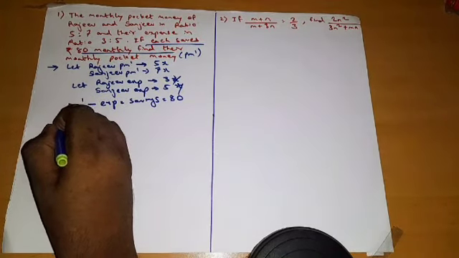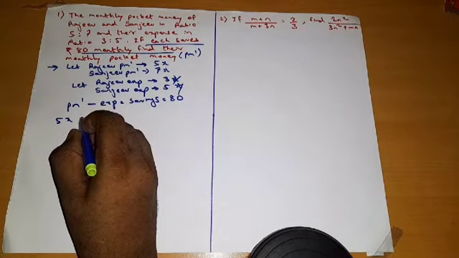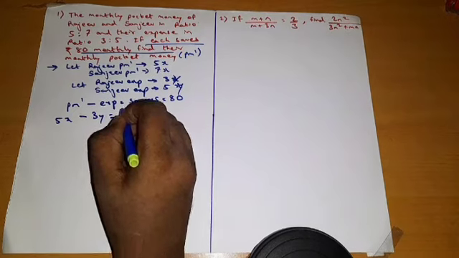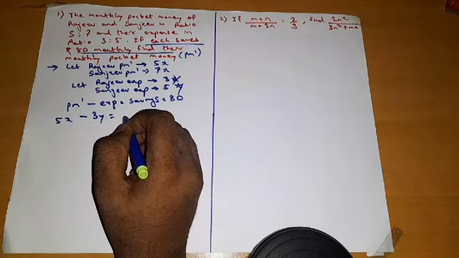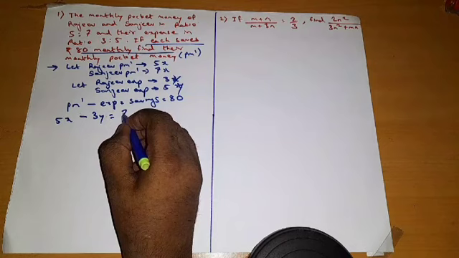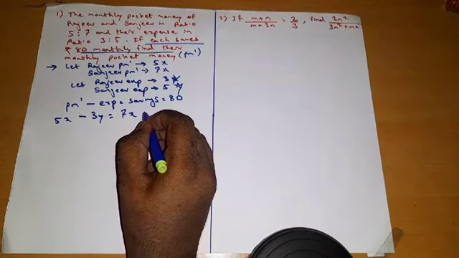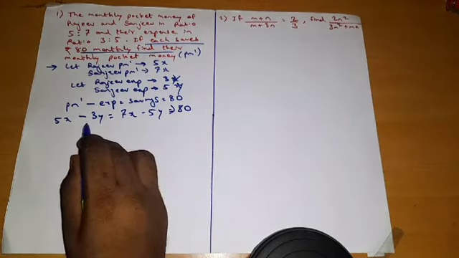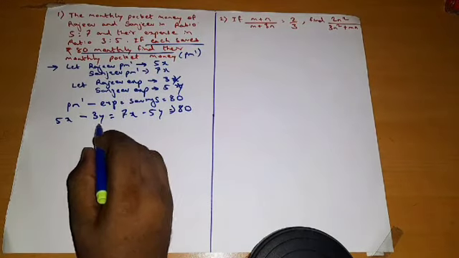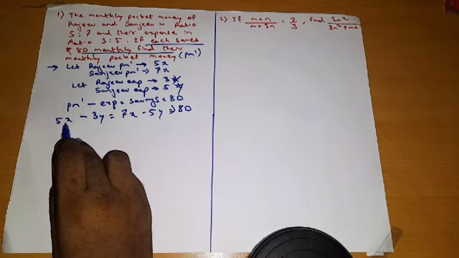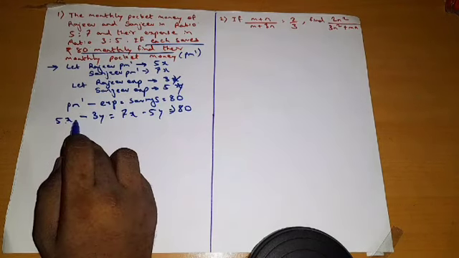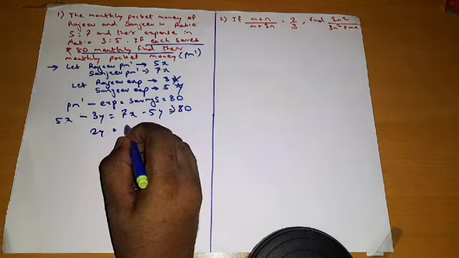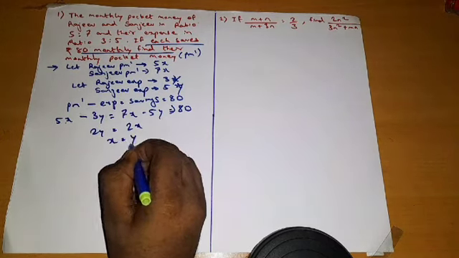For Rajiv, pocket money was 5x minus Rajiv expense was 3y, which is equal to 80, and which is same for Sanjeev: pocket money was 7x and Sanjeev expense was 5y, which is equal to 80. I mean both are equal. Both savings are equal, means both equations are equal. Now we will shift 5x on left side and 5x on right side and 5y on left side, means 2y is equal to 2x, means x is equal to y.